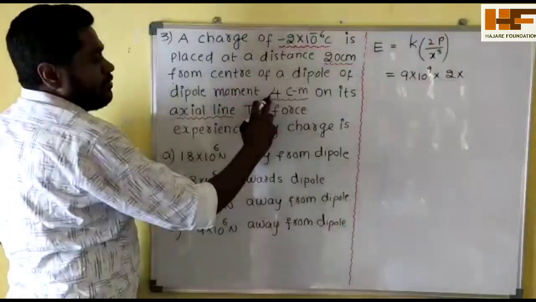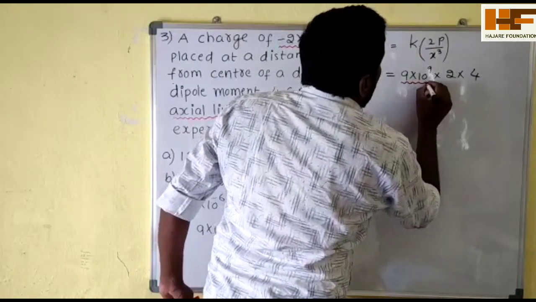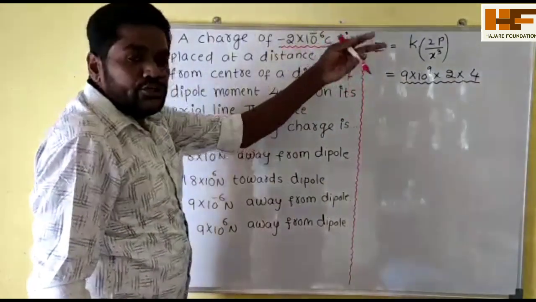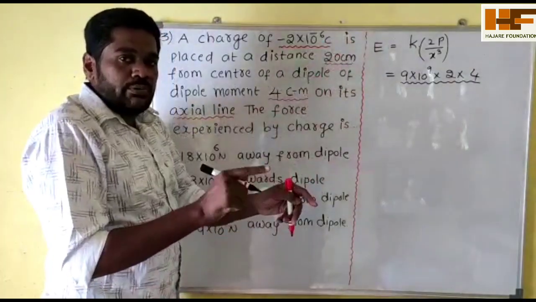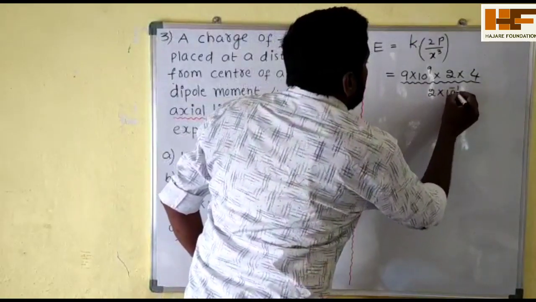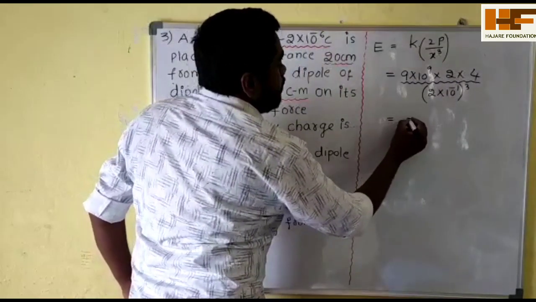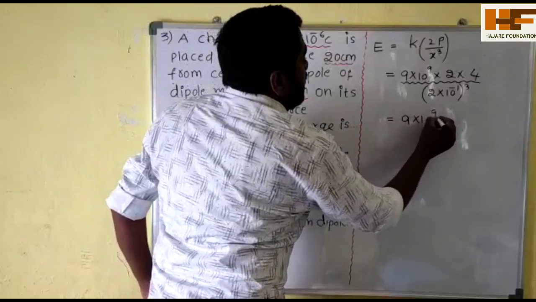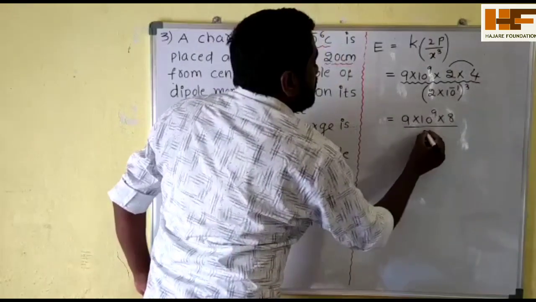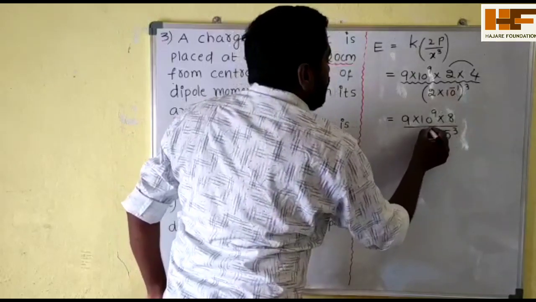So the dipole moment value they have given: you see, dipole moment 4 coulomb meter. Therefore 4 I have taken, divided by x cube. X is equal to 20 centimeter. Convert into meter. 20 into 10 power minus 2 becomes 2 into 10 power minus 1. Therefore now 2 into 10 power minus 1, so x cube. Now you can get the answer: that is equal to 9 into 10 power 9 into 2 4s are 8, divided by 2 cube, which is 8 into 10 power minus 1 whole power 3, which is 10 power minus 3. Therefore 8 cancels.